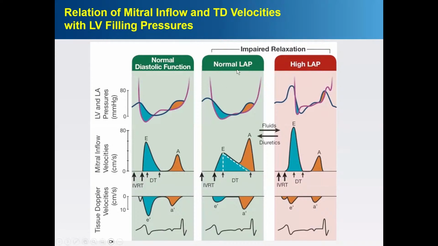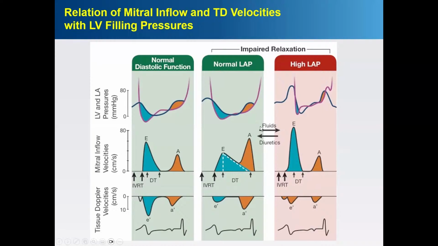With impaired relaxation, we notice that the pressure gradient in early diastole is reduced. And as a result, the E velocity is decreased with a long deceleration time, a rather long acceleration time, and a long isovolumic relaxation time. Now there is more blood in the atrium before it contracts, and that triggers a more forceful atrial contraction and therefore a higher A velocity. Thus, the E to A ratio is less than 1.